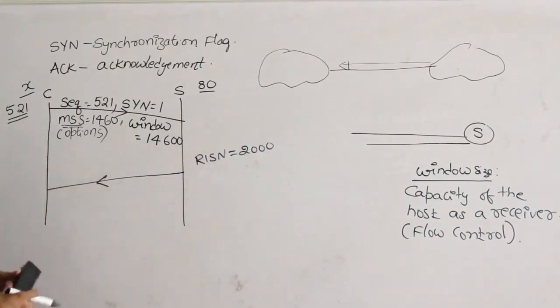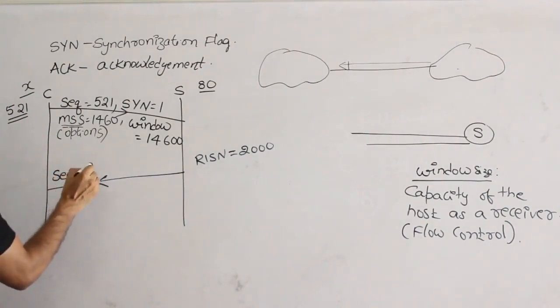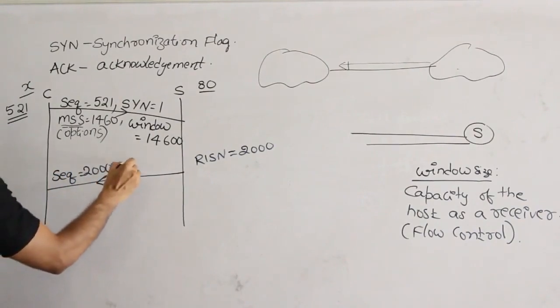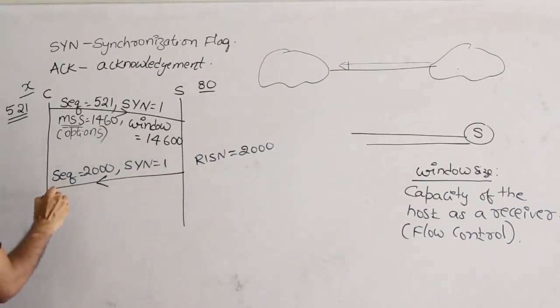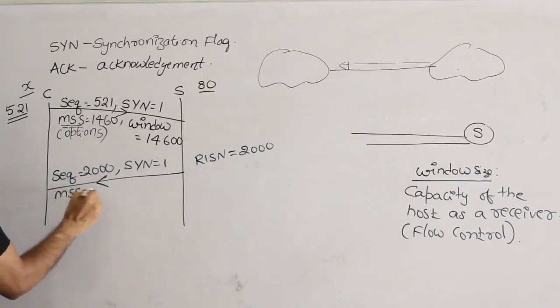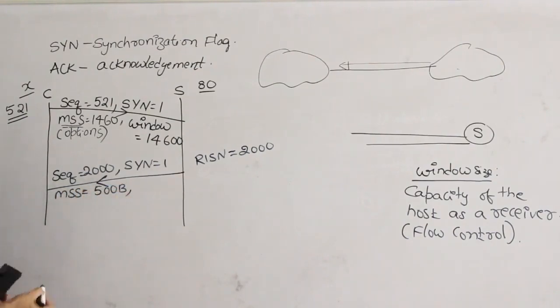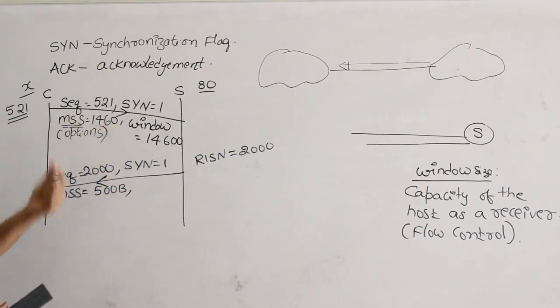So now the other side will say, my side I am going to start with sequence number 2000, and this is the first sequence number, therefore SYN equal to 1, and in my network the maximum segment size allowed is, let us assume, 500 bytes. So what does this mean? The other side is saying that I will not be able to send 1460 bytes.